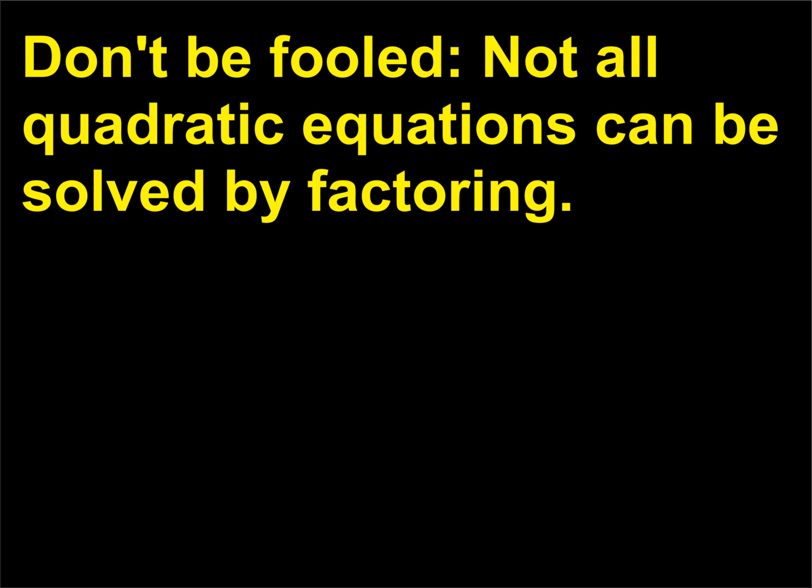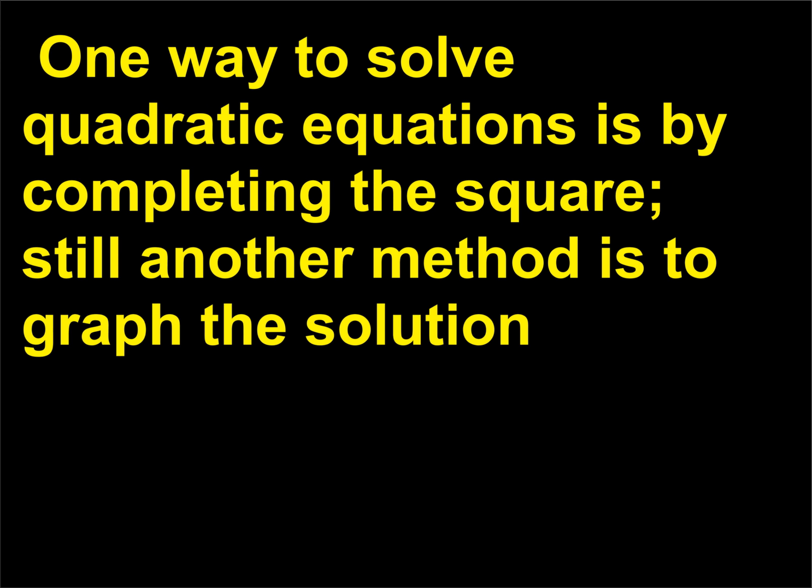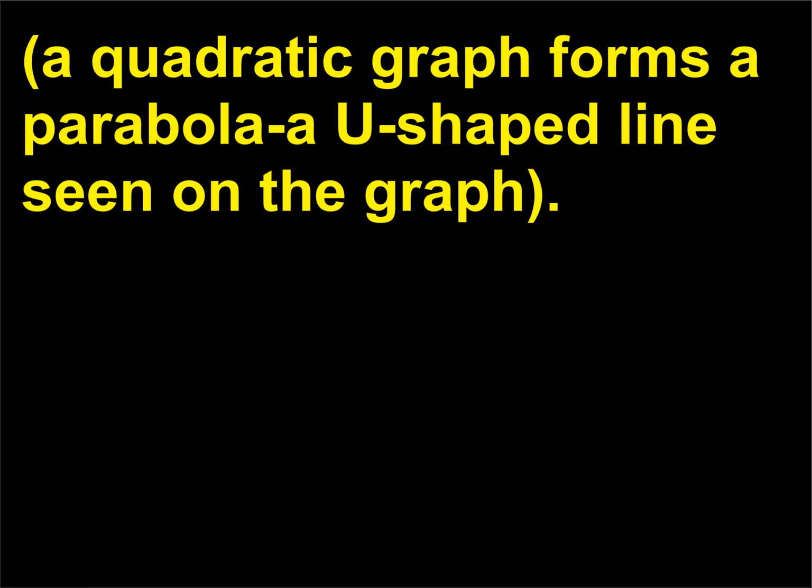Don't be fooled, not all quadratic equations can be solved by factoring. For example, x² − 3x = 3 is not solvable with this method. One way to solve quadratic equations is by completing the square, still another method is to graph the solution. A quadratic graph forms a parabola, a U-shaped line seen on the graph.